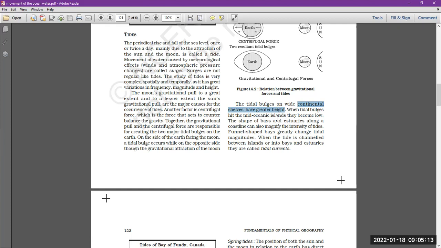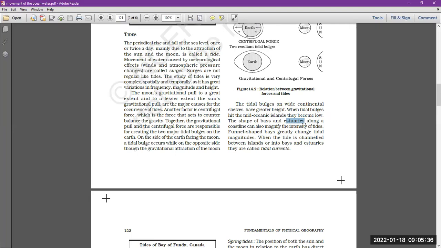तो ऐसे टाइडल बल्जेस जो मिड ओशियनिक आइलैंड से टकराएंगे तो उनकी हाइट क्या हो जाएगी, कम। The shape of bays and estuaries. What do you mean by estuaries, because this is I think a new word for you. So what do you mean by estuaries? Estuary means the coastal water body where ocean tides and river water merge.